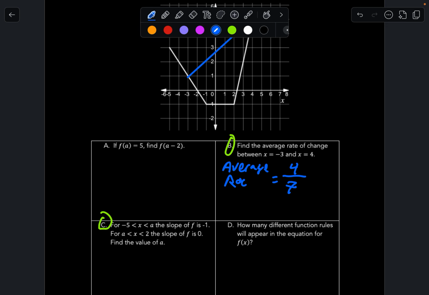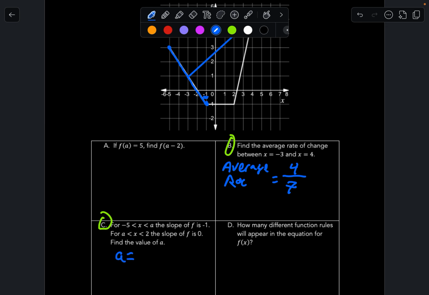For part of the domain from -5 to a, the slope of f is -1. From -5, which is right here, to a, the slope is -1. You can see the slope is -1 all the way until -1. And then between a and 2, the slope is 0. So it looks like a is -1.